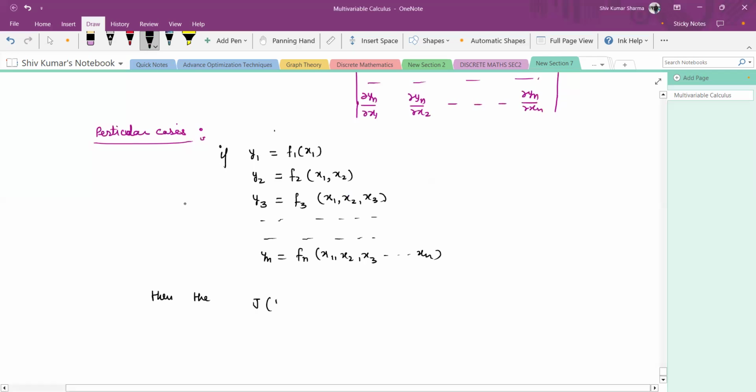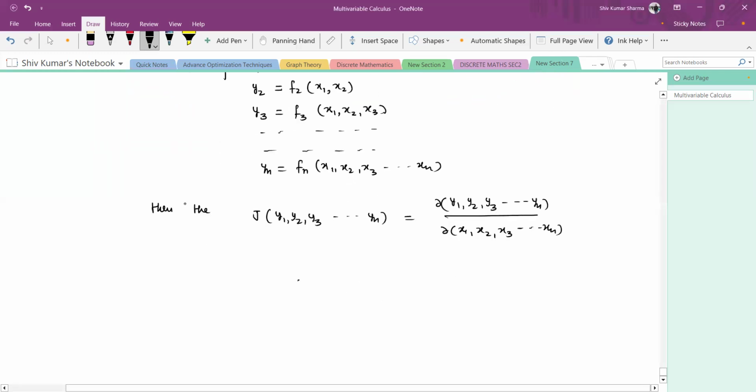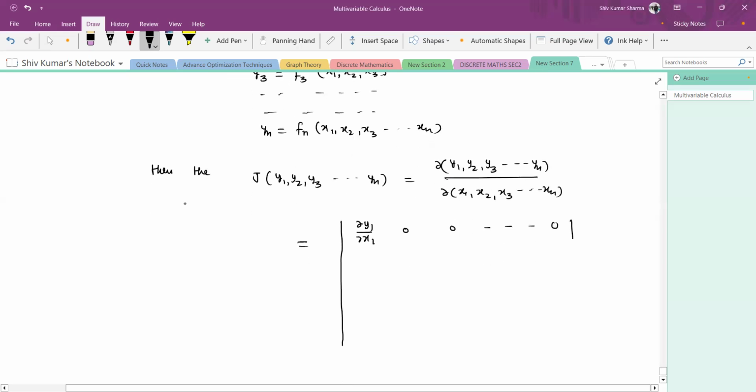the Jacobian of y1, y2, y3, yn is equal to del y1, y2, y3, yn upon del x1, x2, x3, xn. So y1 is a function of x1 only. So we write down del y1 upon del x1. Other terms will be 0, 0, 0, 0. Okay, y1 is a function of x1 only. y2 is a function of x1 and x2. So we write down del y2 upon del x1, del y2 upon del x2. So other terms will be 0.